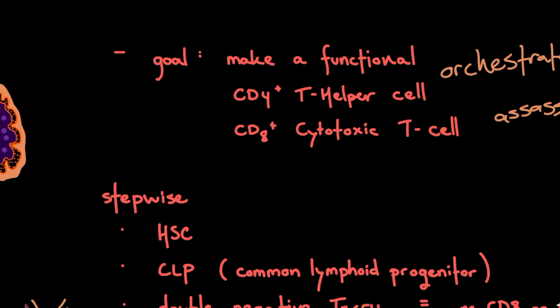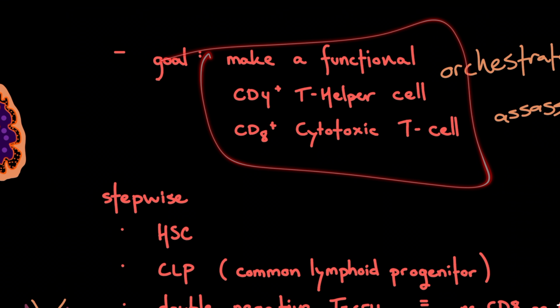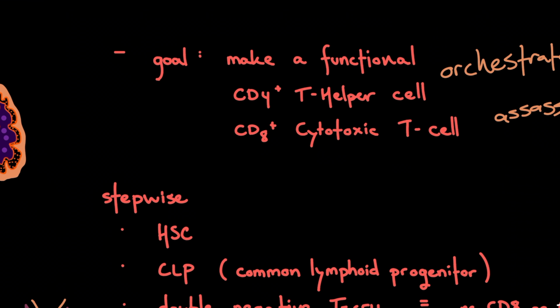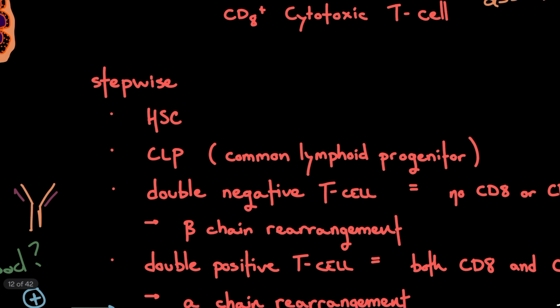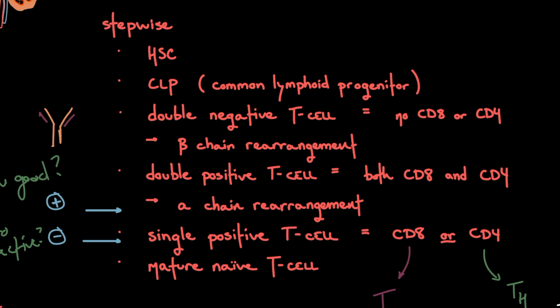We call T helper cells CD4 T cells. And same, CD8 T cells are your cytotoxic T cells. So that's the goal. We want to make these guys. But how do we do that? Let's see the stepwise process here. Again, you have the freebie. If you remember and studied your hematopoiesis well, you know we start with a hematopoietic stem cell. Then we go down the common lymphoid progenitor pathway for my B, T, NK, and dendritic cells.